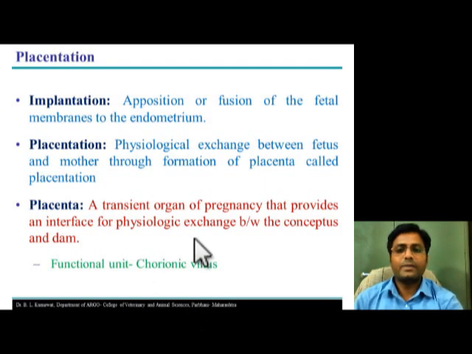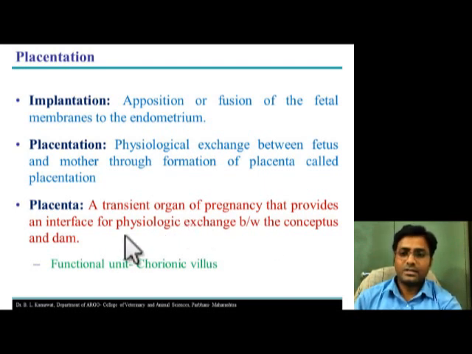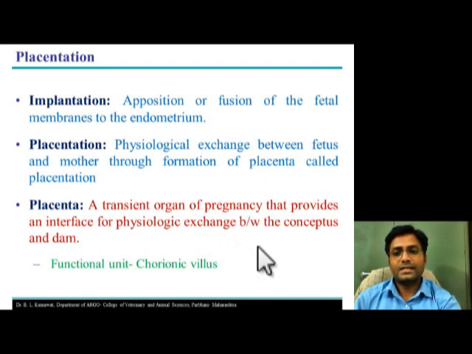Placenta is a transient organ of pregnancy. Since it is a temporary organ, it remains in the female's body only during gestation. Once the gestation is over, the placenta is expelled out. So, the transient organ of pregnancy provides an interface for physiological exchange between conceptus and dam, and the functional unit of placenta is the chorionic villus.